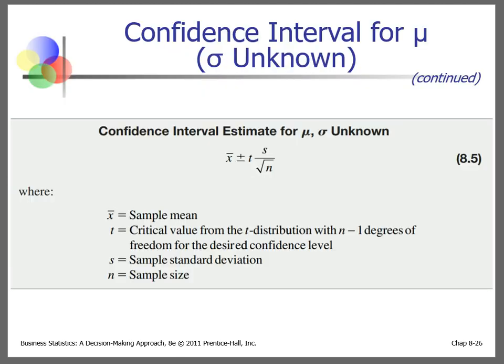So accordingly, here is the final formula for estimating the confidence interval for the population mean when the population standard deviation is unknown. Similar to the previous formula, this formula assumes that the population is normally distributed, and if not, a large sample size should be used.